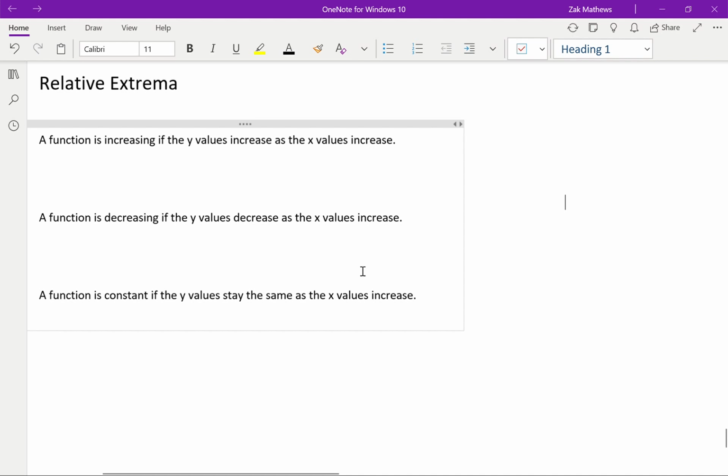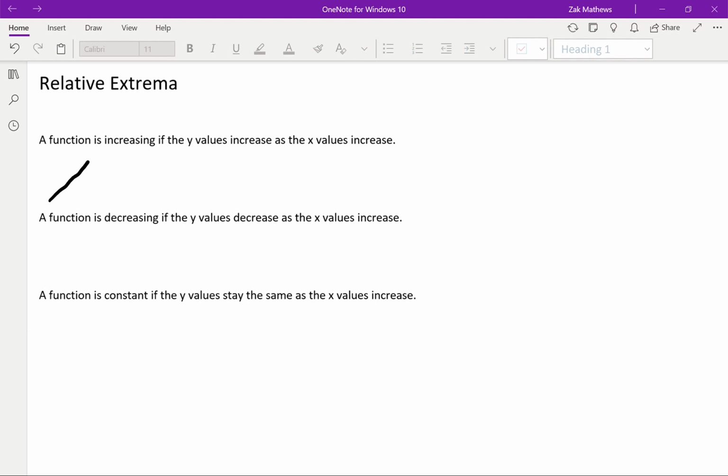So notice in all three cases we're talking about as the x values increase. All that's saying is reading from left to right. That's what we're looking at. Reading from left to right, what are the y's doing? Are they going up? Are they going down? Are they staying constant?